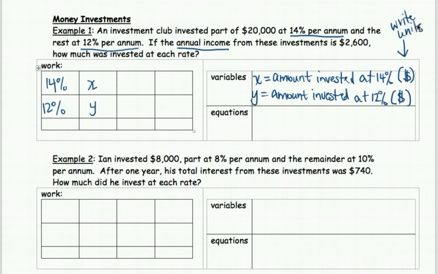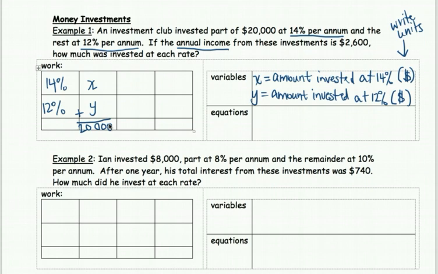All right. Okay, so now, the investment club invested part of the 20,000. So whatever X is, whatever Y is, all together, they should total to 20,000. So we have our first equation. The next part is, we have a percentage.